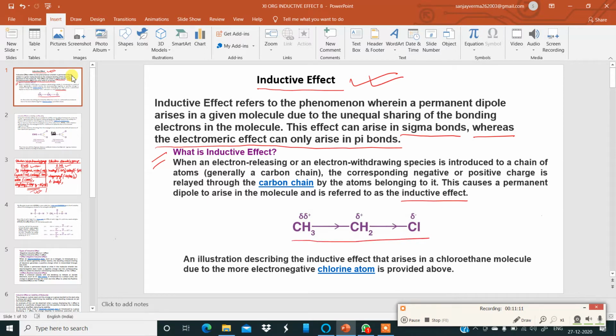Chloroethane. Chlorine atom, it is attached to this carbon. It is an electronegative element. It has an ability of pulling electrons along the covalent bonds. So what is happening? It is electronegative, so it is going to pull electrons towards itself, causing the CH2 group carbon to acquire a positive charge, and this carbon also acquires some positive charge. So this is an illustration describing the inductive effect that arises in a chloroethane molecule due to the more electronegative chlorine atom which is provided above.